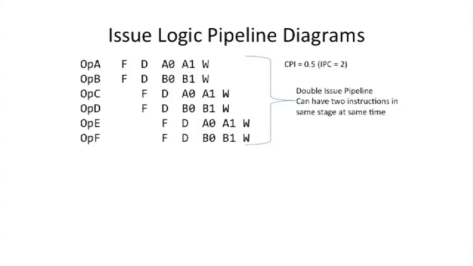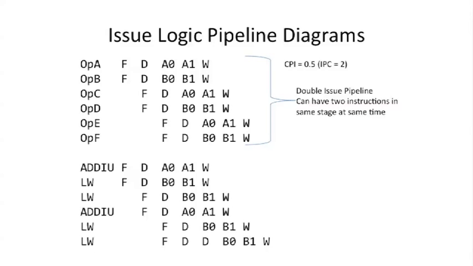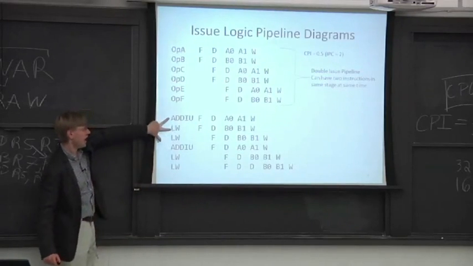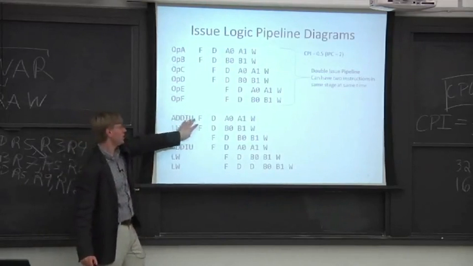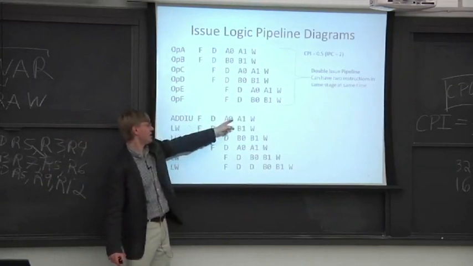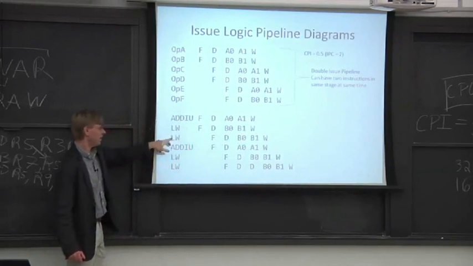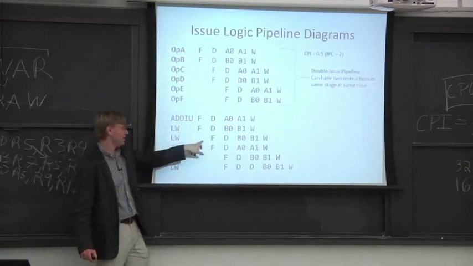OK, let's look at a little bit more complex code sequence here. We have add, loads, some more loads, an add, a load. Your issue logic, that swapping logic, actually will have to move instructions around in this case. So we have this add and this load. Well, this is actually easy. The add goes to the A unit. The load goes to the B unit. No problems there.